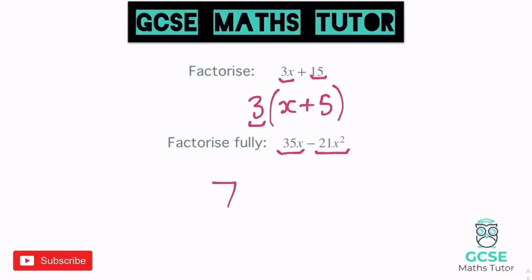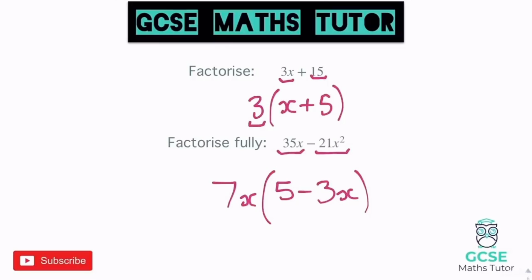They also both have an x in, so we can take x out as well and then follow the same process. So 35x divided by 7x, or what do we times 7x by to get 35x? We'll have to times 7x by 5, but we don't want to put an x in there because we don't want to make that go up to an x squared. Copy the symbol. We times 7 by 3 to get 21, but we want that to be an x squared, so I'm going to stick another x in there with it. That would enable us to get an x squared when we expand that, and there's our final answer, factorised fully.